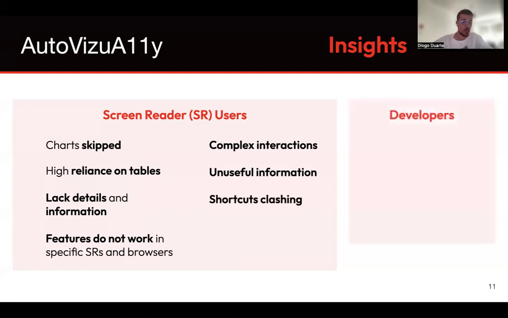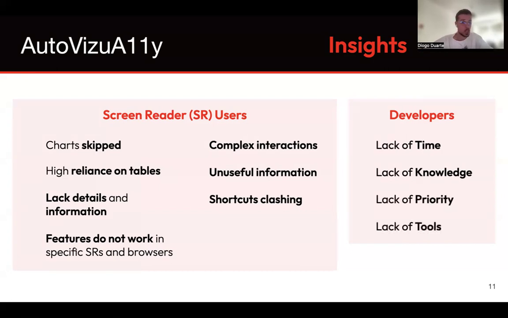So as for the developers, they justify the inaccessibility of the charts they produced as having lack of time during projects, lack of accessibility knowledge, lack of priority over other features during projects, and also lack of tools that satisfy all the needs in this task of adding accessibility to charts.